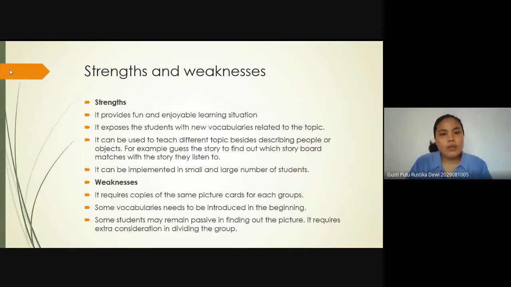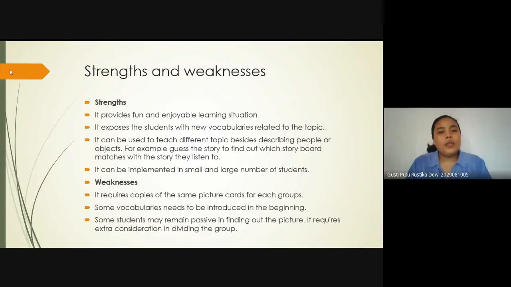Next, it can be used to teach different topics besides describing people or objects. So I take the example here like guess the story to find out which storyboard matches with the story they listen to. So they are not given the picture card, but the storyboard card. Next, it can be implemented in small and large number of students. So as I mentioned before, it depends on the grouping.